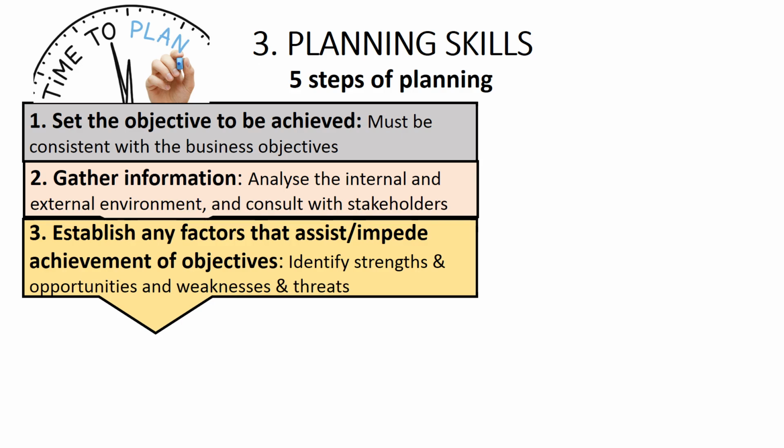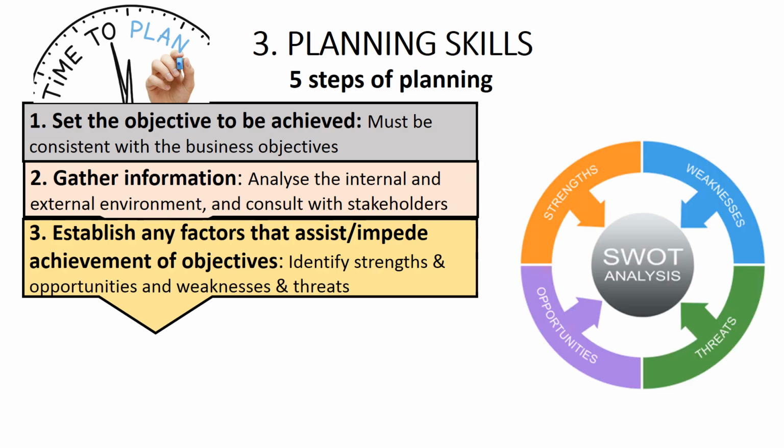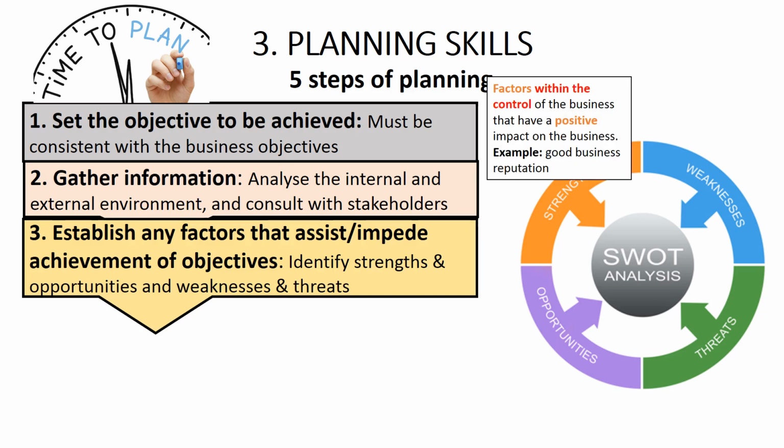This can be done by the manager using a SWOT analysis. There are 4 elements to a SWOT analysis. In the context of the internal environment of the business, there are both strengths and weaknesses. Strengths are factors within the control of the business that have a positive impact on the business. An example of a strength is a good business reputation.